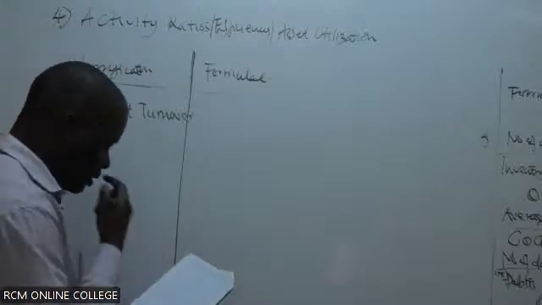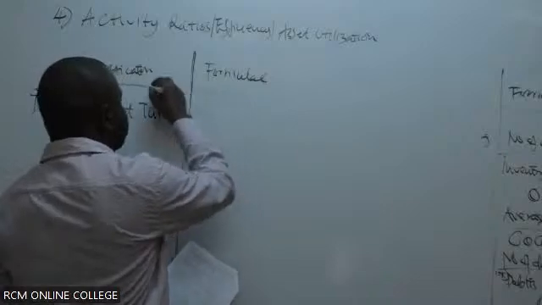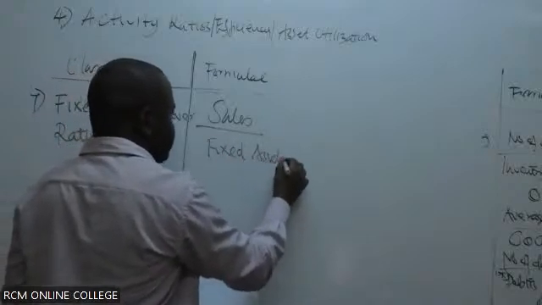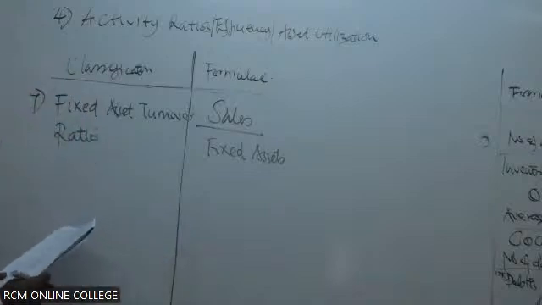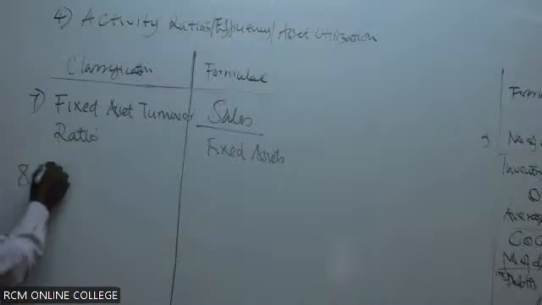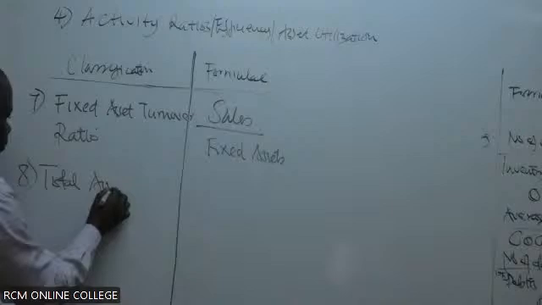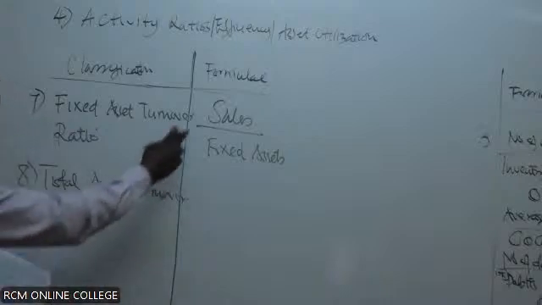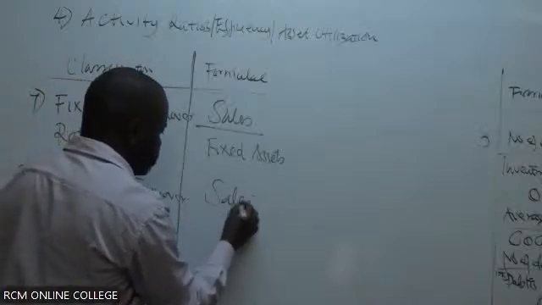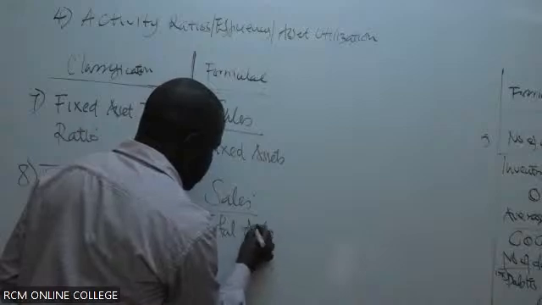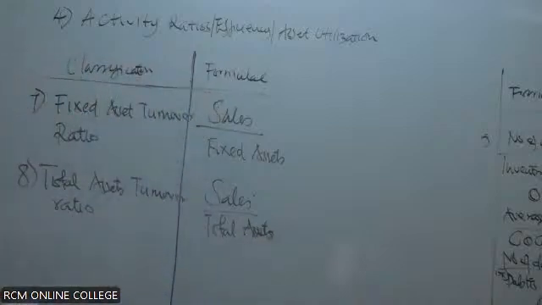Fixed asset turnover ratio. So this one, you take the sales over the fixed assets, total fixed assets. Then number 8, which is the last one, total assets turnover ratio. It's just the same as this one, but now you take the total assets. So it will be sales over the total assets. So those are the formulas you can use there.